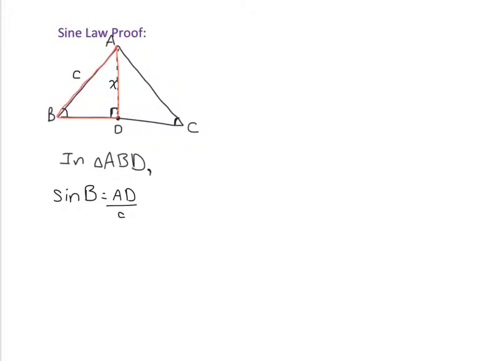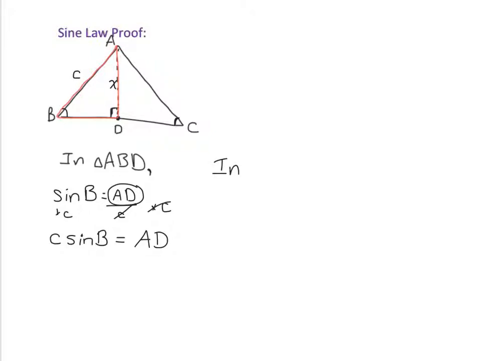Then what we're going to do is rearrange it to get AD by itself. So we multiply both sides by side length C, whatever that happens to be. We multiply because it is the opposite of dividing, so it will cancel out the dividing by C on the right side. Then we rewrite what we have. So we have side length C times the sine of angle B is equal to side length AD.